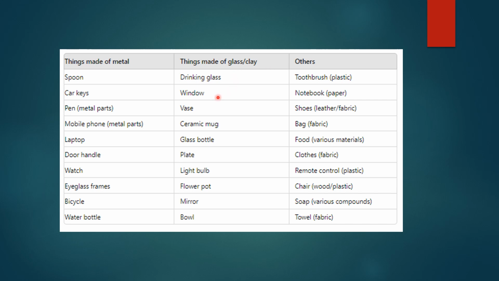It can be drinking glass, window, vase. Then ceramic mug, glass bottle, plate, light bulb, flower pot, mirror, bulb, all these. And others are something made of plastic, like toothbrushes made of plastic, notebook of paper, shoes of leather, bag, food, clothes, remote control of plastic, chair of wood, soap, then towel. This is made up of fabric. So you are basically identifying the materials like which are made of metal, then glass or clay or others such as plastic, fiber, etc.